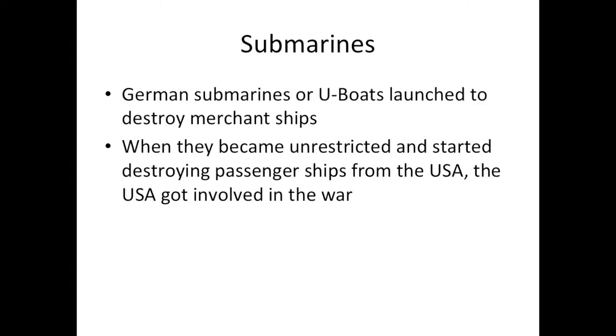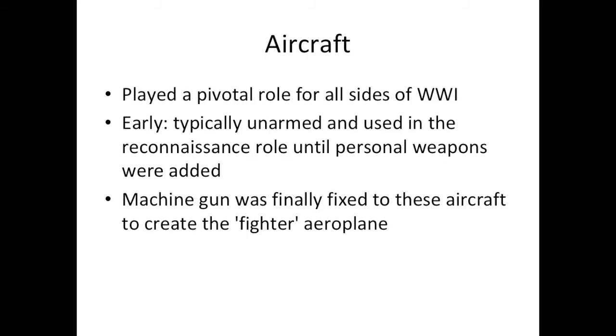German submarines or U-boats were launched to destroy merchant ships. When they became unrestricted and started destroying passenger ships, the USA got involved. Aircraft played a pivotal role for all sides of World War I when the conflict began in 1914. Early forms were typically unarmed and used in the reconnaissance role until personal weapons were added. From there, the machine gun was finally fixed to these aircraft to create the fighter aeroplane.